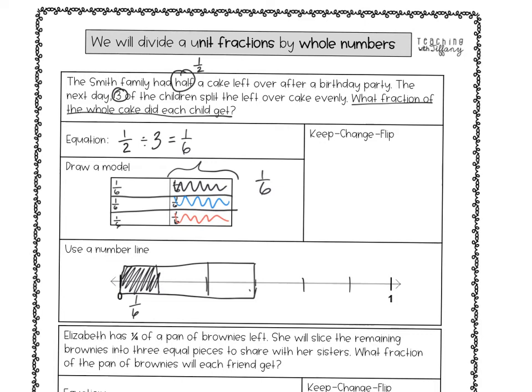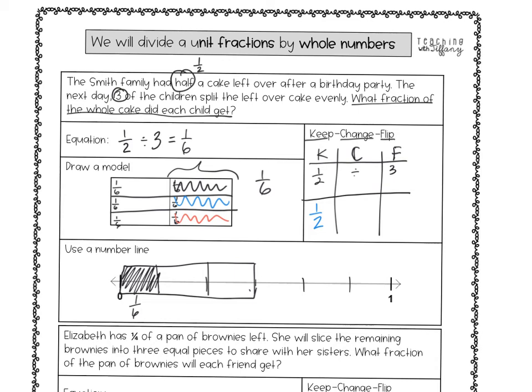And now we're going to use the keep, change, flip method to solve our problem. Please make sure you write your KCF above the equation. Fill in the equation. And then we're going to keep, change, flip. So remember, we keep whatever is in the K. So 1/2, we keep it exactly the way that it is. We do not change it, just keep it the way that it is.